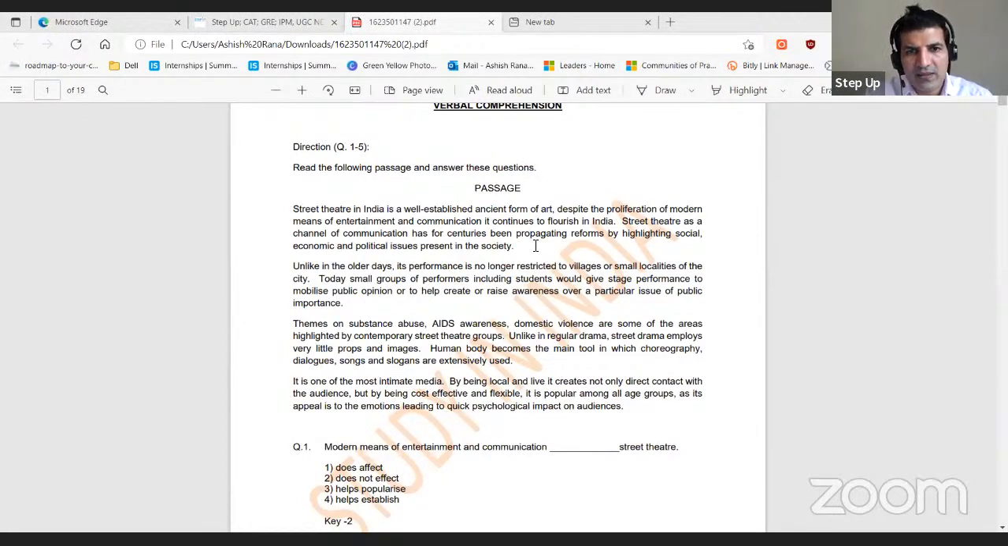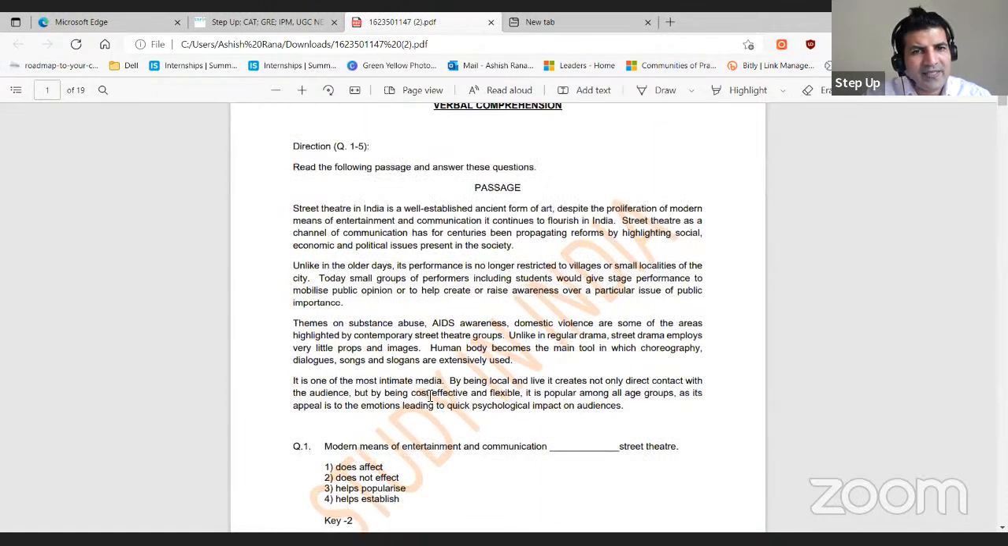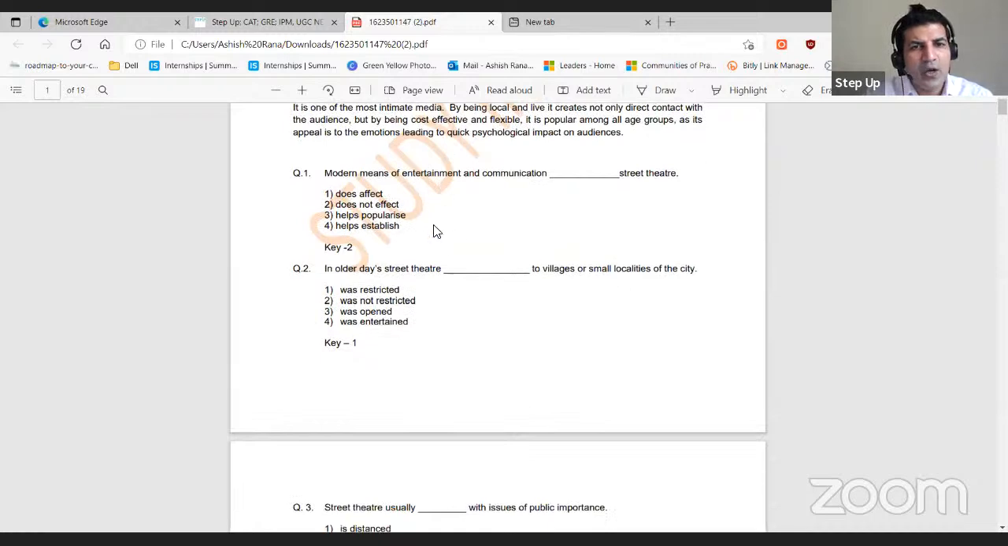So in your verbal section, in your English section, you will get different types of questions. One of the common types of questions is passage, where you are given this reading comprehension and it talks about street theater in India, etc. This is where it is, this small 3-4 paragraphs. And then there are questions on that, like modern means of entertainment and communication dash street theater, right? So there are then questions on the same thing.